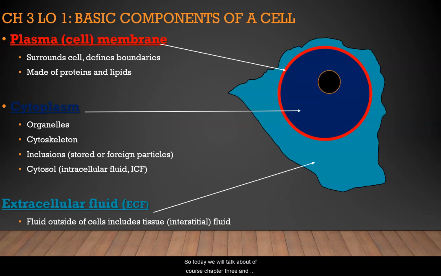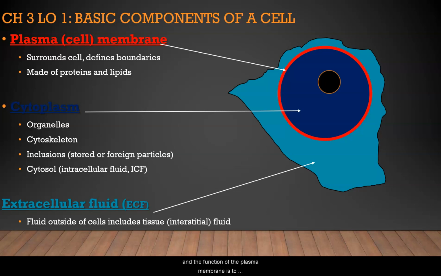So today we will talk about, of course, chapter 3, and we'll start with learning objective 1. But we'll bounce around a little bit in this lecture, so stick with me and make sure to look at your objectives. To start, we'll talk about some basic components of a cell. Here's our cell, and this red part here is the plasma membrane, also called the cell membrane.